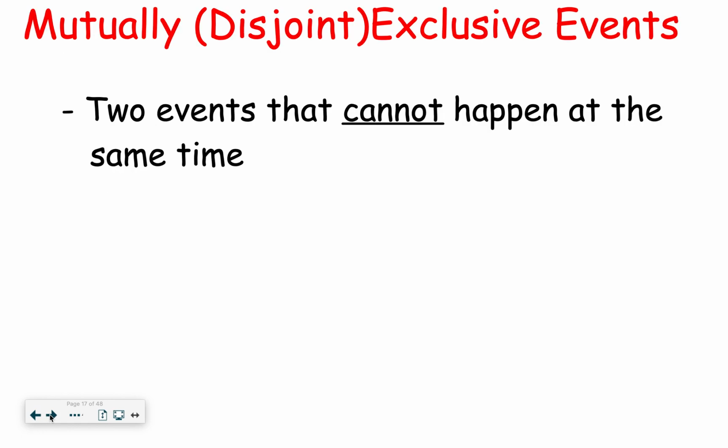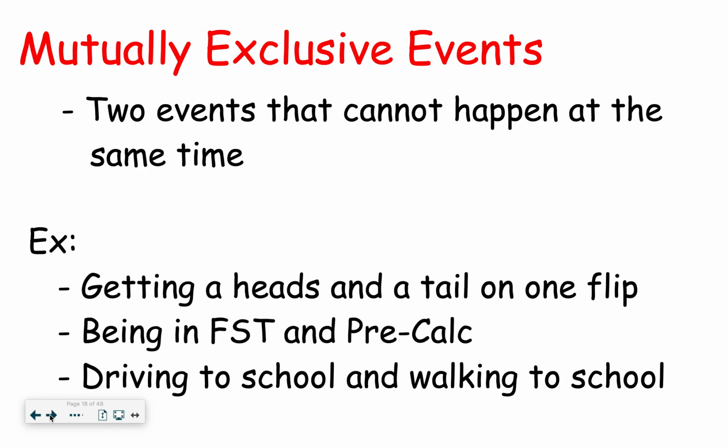Okay, then this is also review. So I just wanted to remind you of this terminology one more time. Mutually exclusive events are two events that cannot happen at the same time. So here are some examples. If you flip a coin, there's no way you're going to get heads and tails on the same flip. You're going to get one or the other.